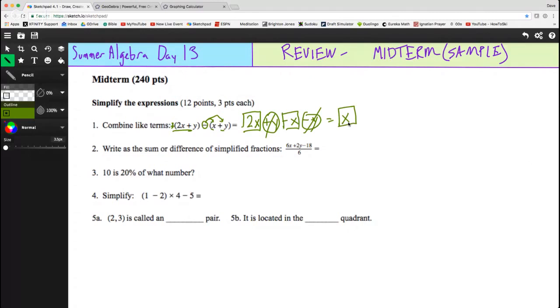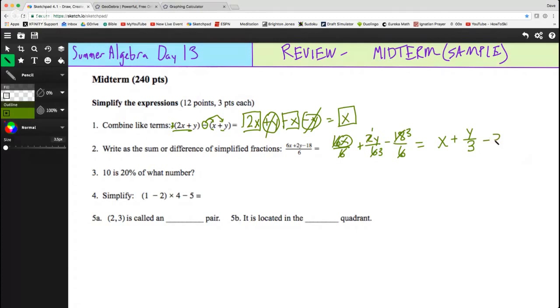Now, we want to write as the sum or difference of simplified fractions. In other words, we need to rewrite this and split this out into three separate fractions. Why three separate fractions? Because we have three terms on top. So let's write this out. 6x over 6 plus 2y over 6 minus 18 over 6. So our 6's cancel and we're left with an x. Our 2 over 6 becomes 1 over 3 because we're dividing top and bottom by 2. And then 18 over 6 cancels and we get a 3. So we get x plus y over 3 minus 3.